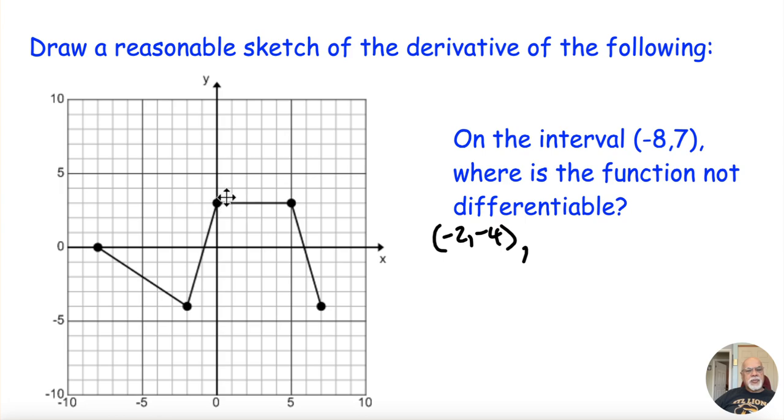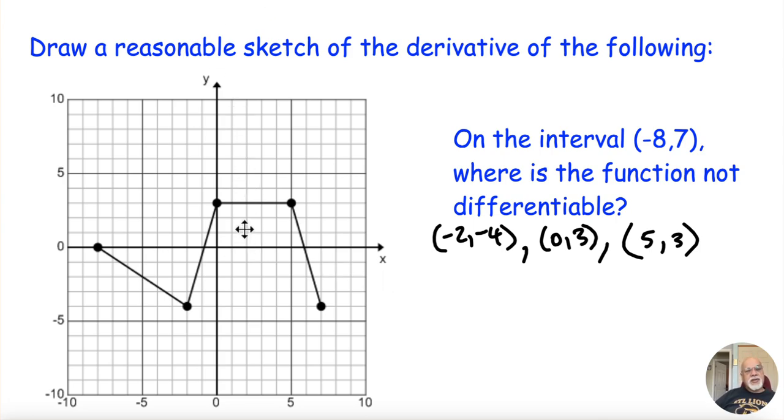It's also not going to be differentiable at 0, 3. And also at this corner, which is at 5 and 3. What happens at the endpoints in terms of what this function is doing, we don't know because it hasn't been shown. So I've not said anything about those endpoints.